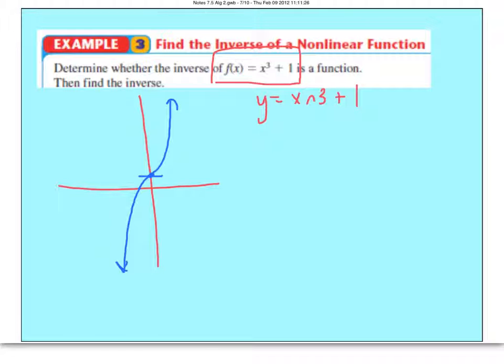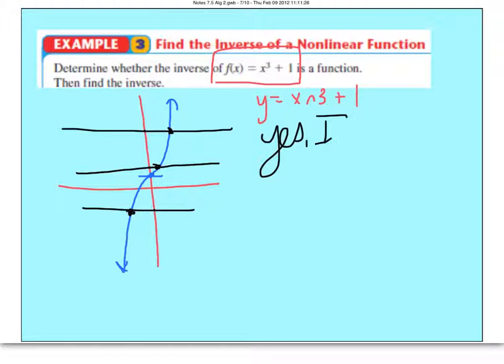All you need to do is imagine drawing all these horizontal lines, and you're testing to see if there's at least one that crosses at more than one point. If I draw the line here, it crosses at 1. Here, it crosses at 1. Here, it crosses at 1. It'll never cross in more than one point, which tells me that when I find the inverse, the inverse will pass its vertical line test. So I don't have to find the inverse. I can just come up and say, yes, the inverse will be a function.